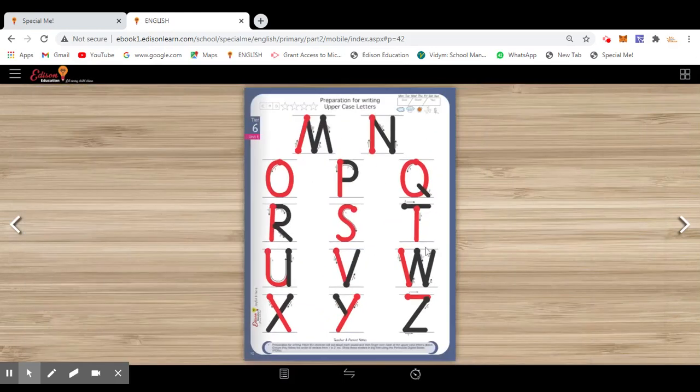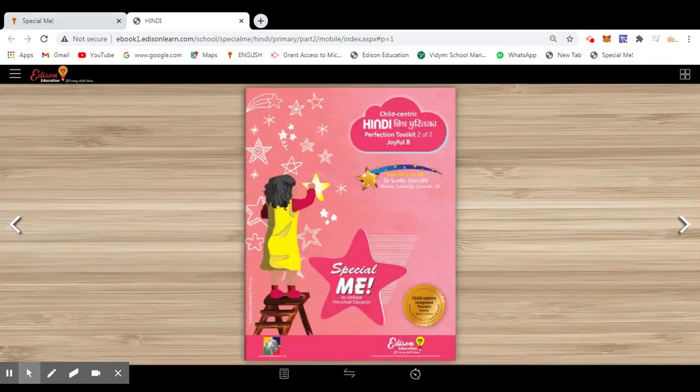Good. So now you have to practice all the uppercase letters from letter A to Z, their phonic sounds, as well as you have to trace them with the help of your finger. Right? So that's all for today.